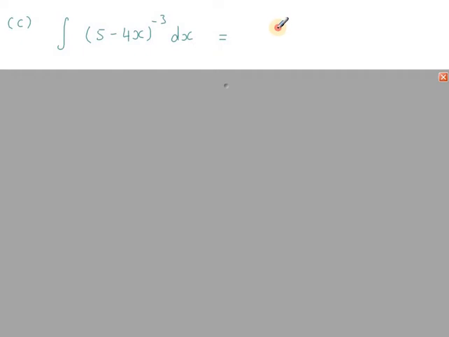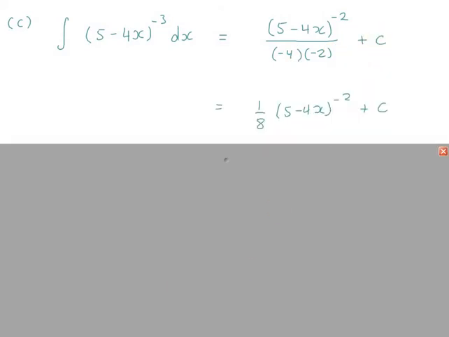Okay, part C, so we have 5 minus 4x, a linear function. We increase the power by 1. We divide by the new power. We divide by the coefficient of x, which is -4, plus c, and then simplify.